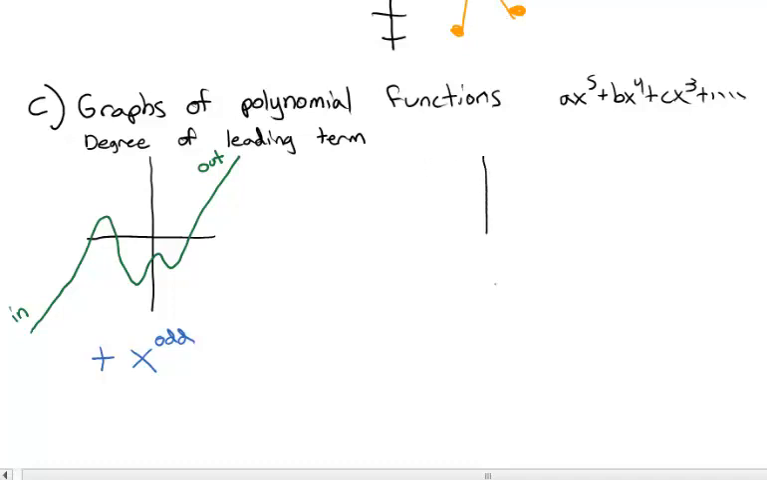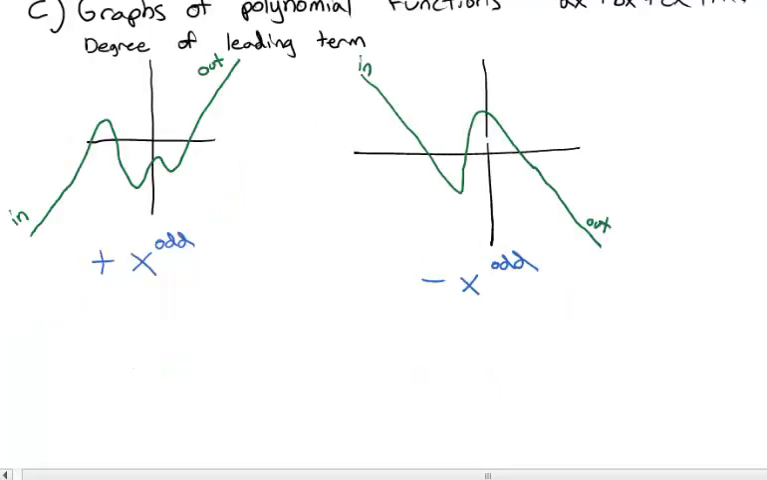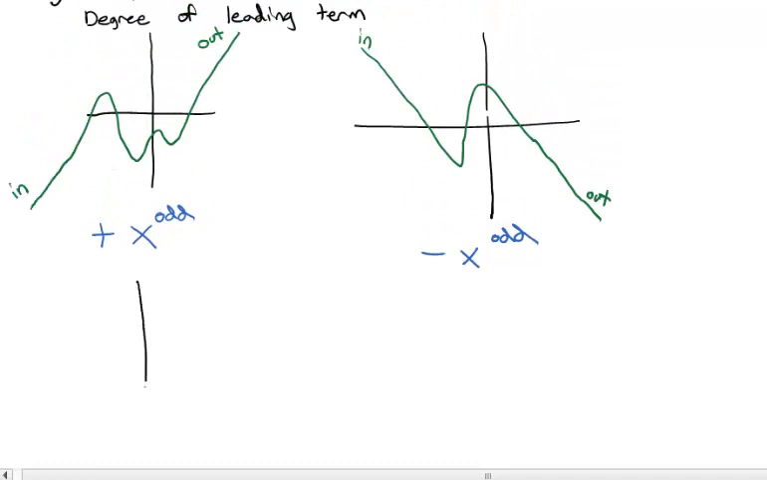Now, if the x is negative, so it's a negative x to some odd exponent, that's going to flip over. It's going to come down and wiggle around and come out. So it's going to come in the top left and go out the bottom right. So that's the odd case.